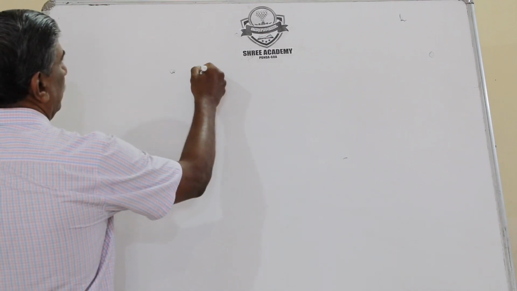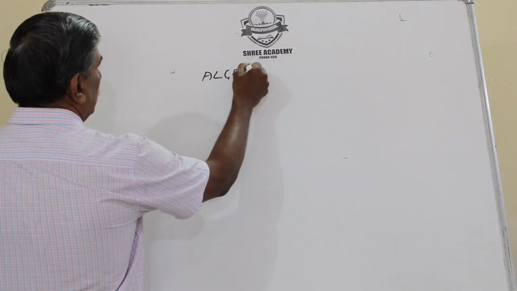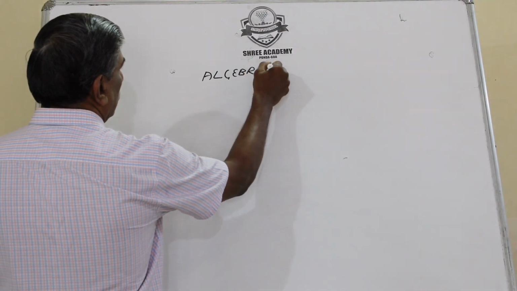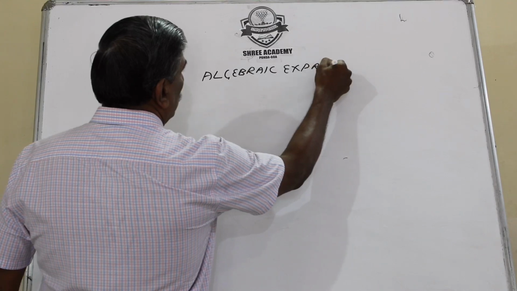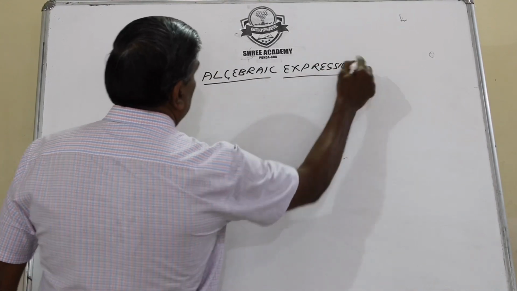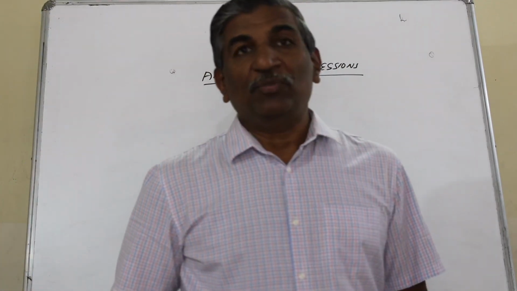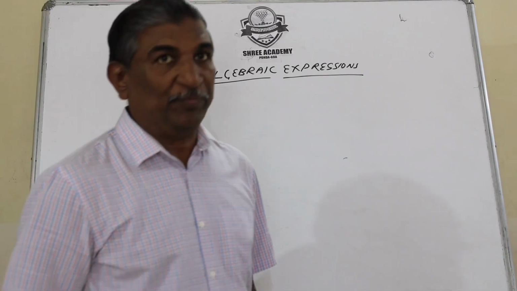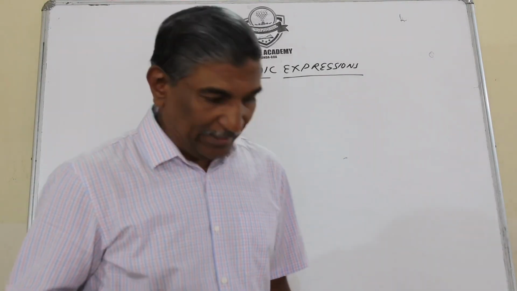So we start with something called as algebraic expressions. Before going into the calculations or the simplifications, we should know something called algebraic identities. I will be writing down 10 algebraic identities.